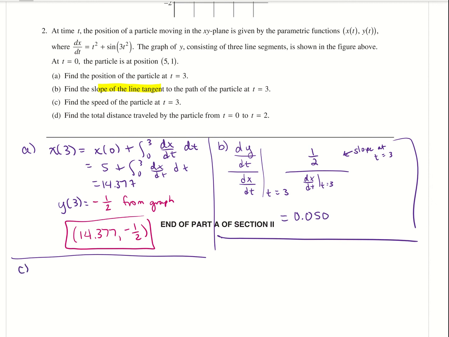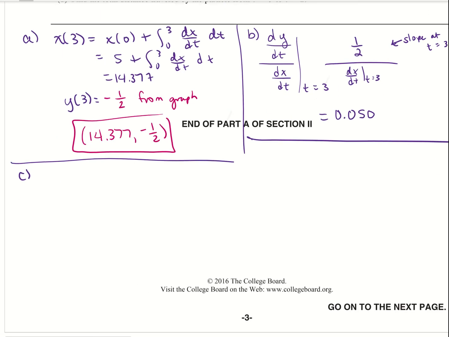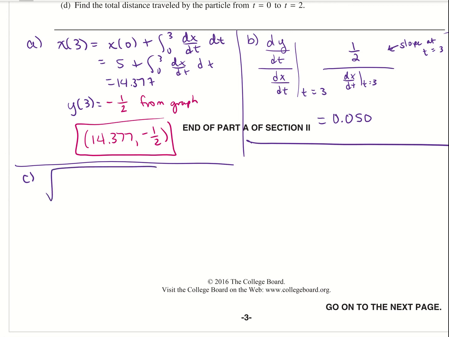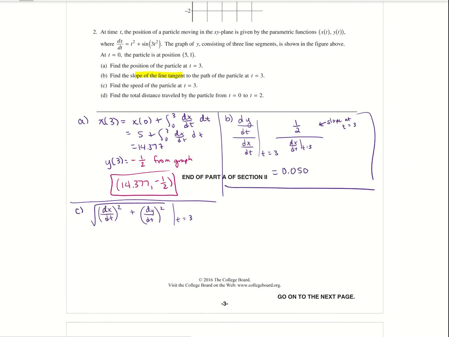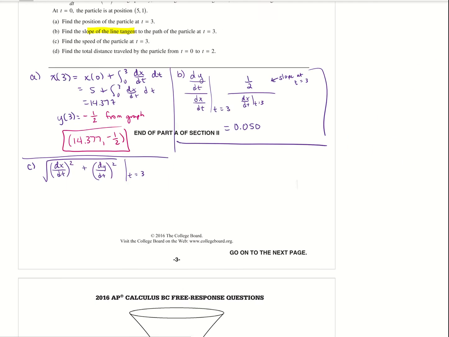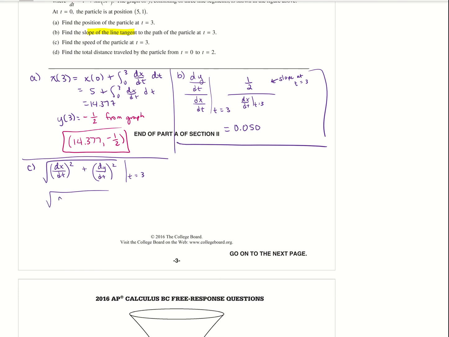All right, part C, we want the speed of the particle at t equals 3. Well, speed, our formula for speed for a parametric is dx over dt, quantity squared, plus dy over dt, quantity squared. And this specifically needs to happen when t is equal to 3. Well, keep in mind that we actually already have some of this because we already know what dy over dt is at 3. So really we could think of this as dx over dt, quantity squared, plus 1/2 quantity squared when t is equal to 3.